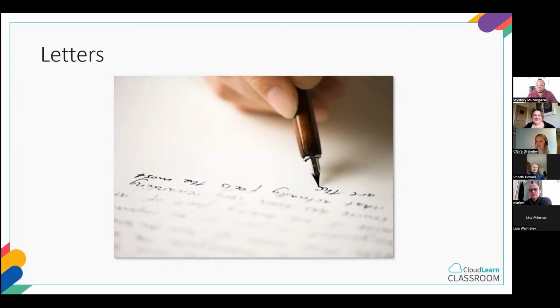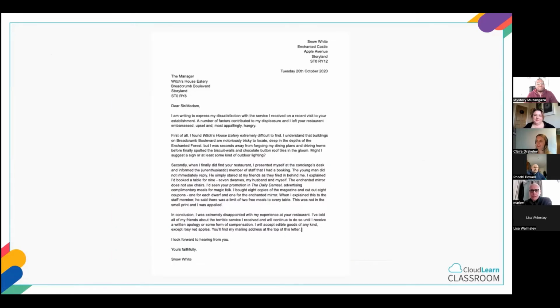Well done. Thank you so much for your answers. Thank you for joining in, making it interactive. So here is an example of a formal letter. This is obviously a pretend one. It's written from Snow White. A formal letter must include some of these we've already talked about.